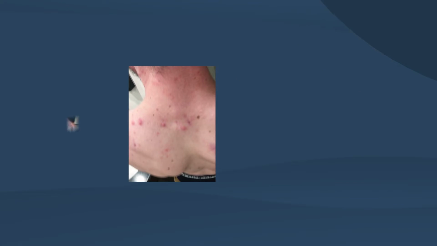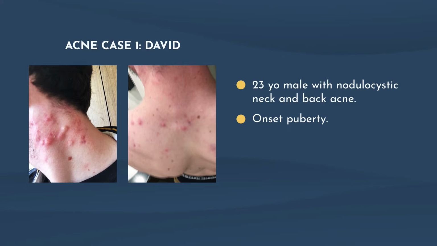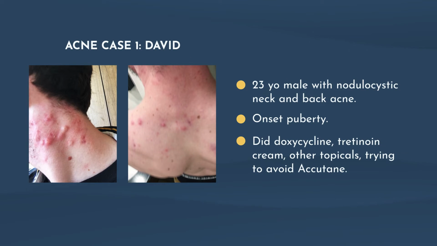And we can see very clearly that this male has nodulocystic acne and acne on his back as well. So you see these really large nodules. They're deep cystic acne. It's a pretty severe situation. David has had acne since puberty, and he's tried a myriad of things. So he's done doxycycline. So doxycycline is an antibiotic. It's in the tetracycline group. And doxycycline and minocycline are the go-to antibiotics for trying to treat acne.